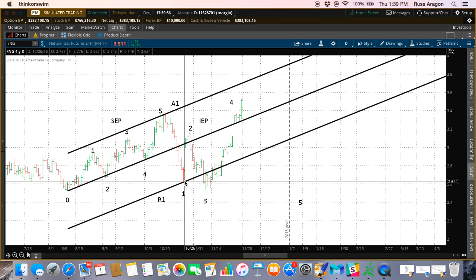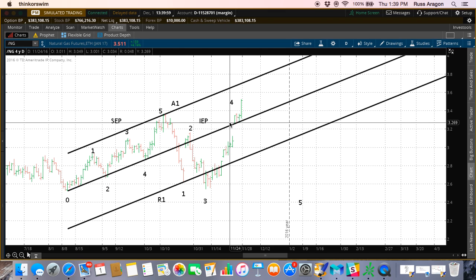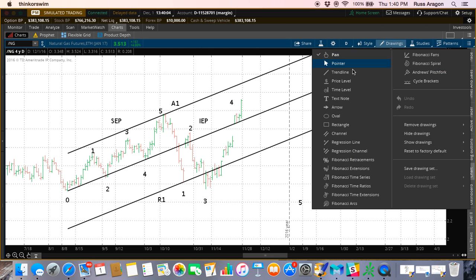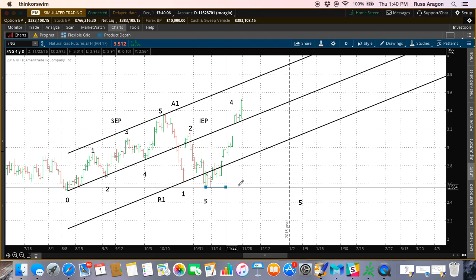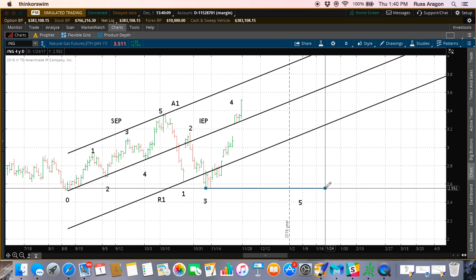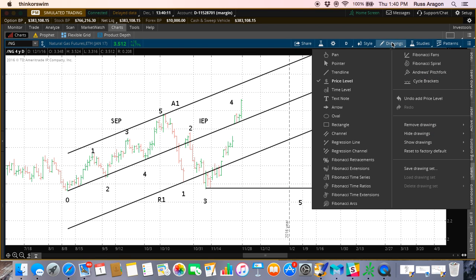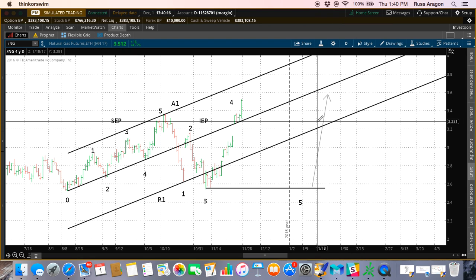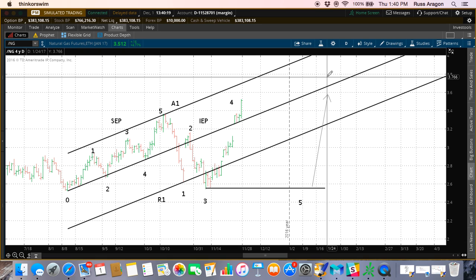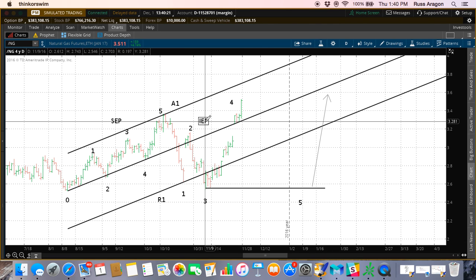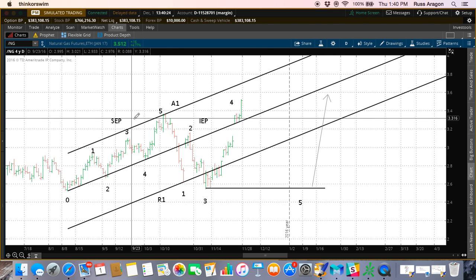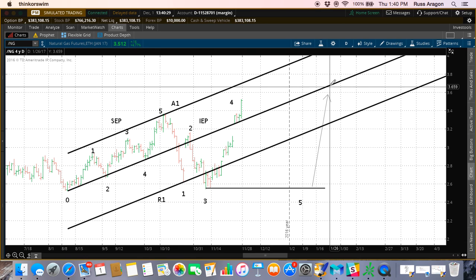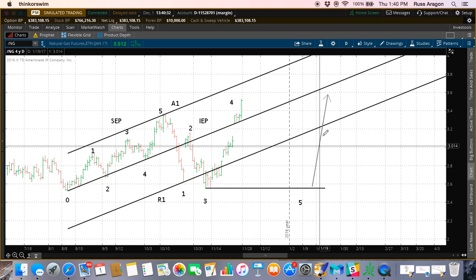So what we're going to do is put in the 1, the 2, the 3. We're making 4 now. Then we're going to put in 5 down here below 3. And then what's going to happen? Once we put in 5, boom, it's going to take off. In the IEP, the inverse of this formation, it takes off at 5, whereas in the SEP, once we put in 5, it sells off. 5 comes here, boom, it takes off.